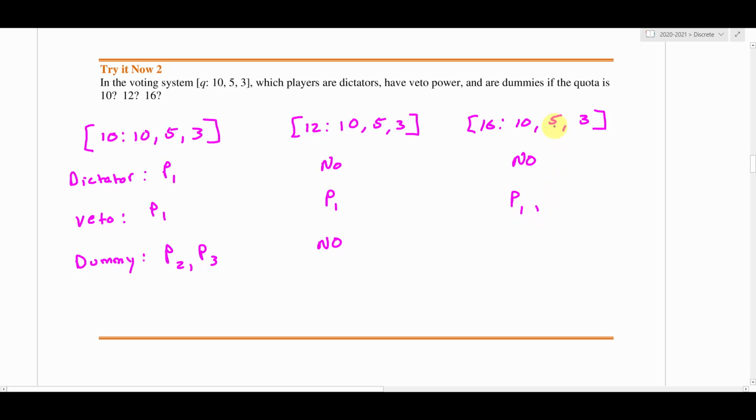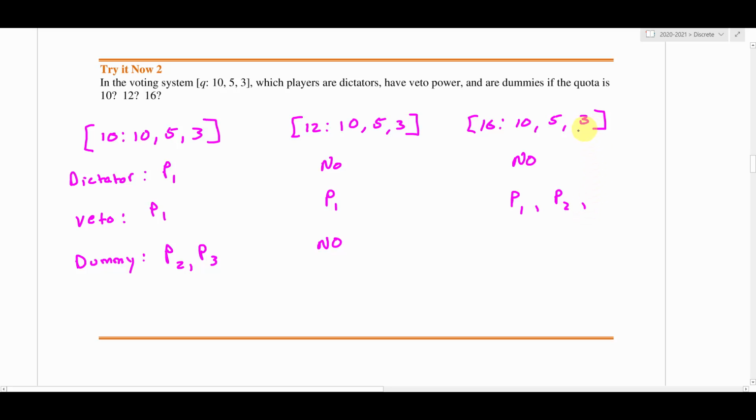Now, player 2 has veto power if the other 2 try and team up and they still can't pass a measure. So if player 1 and player 3 team up, they would only have 13 votes. That's still not enough to pass a measure. So player 2 would also have to agree. So player 2 has veto power.